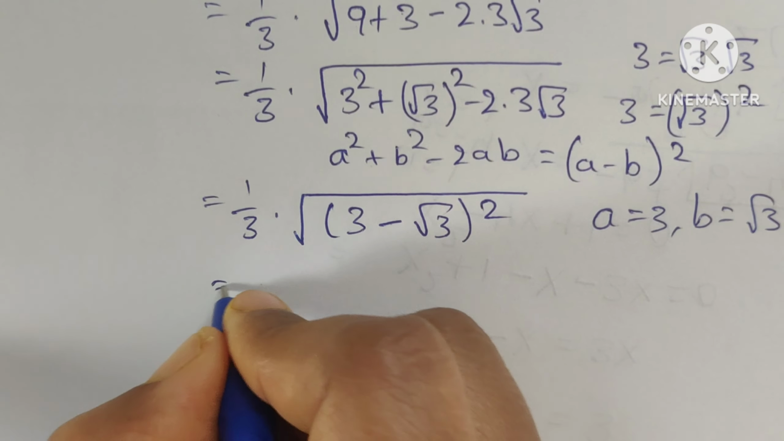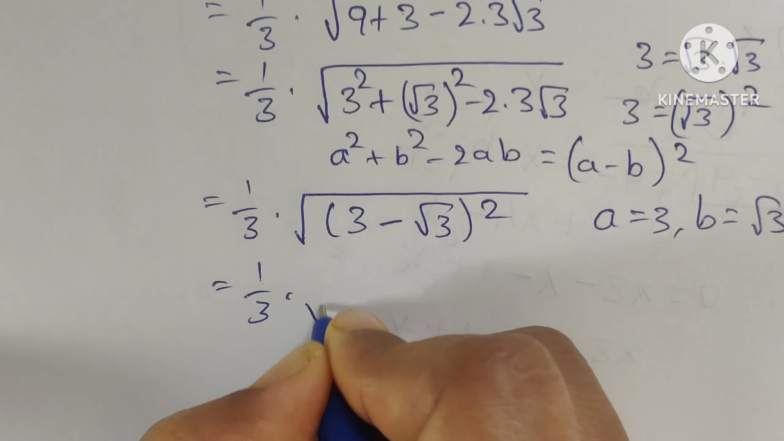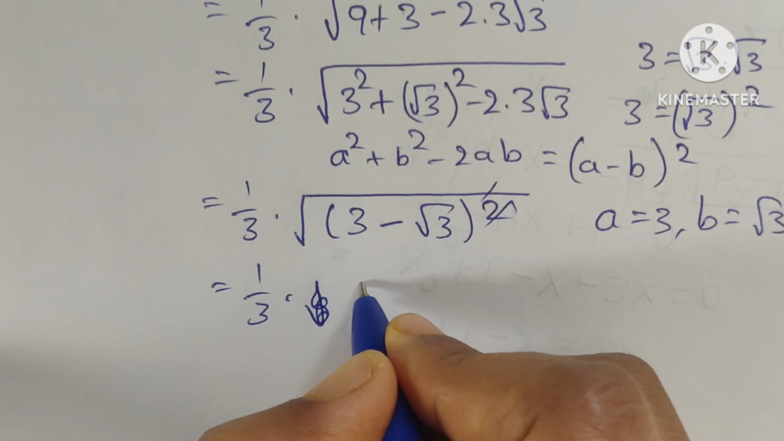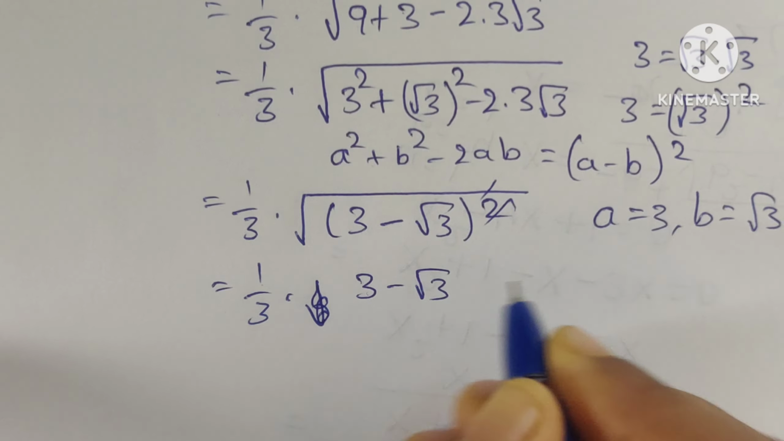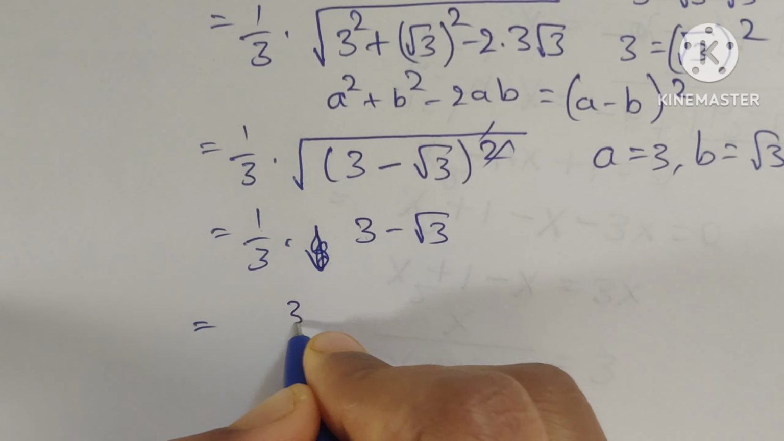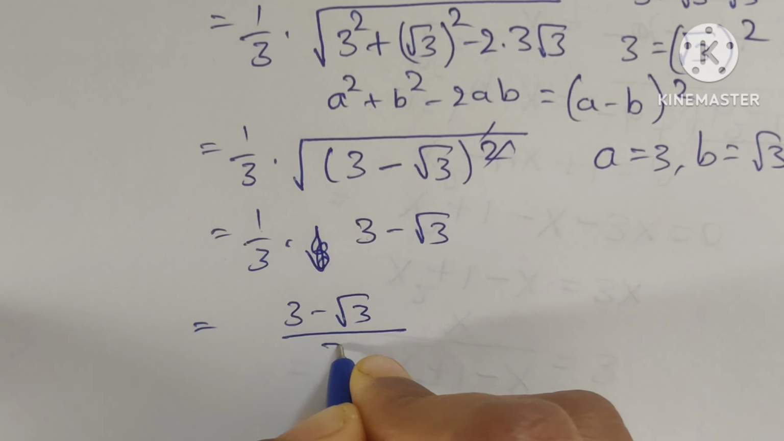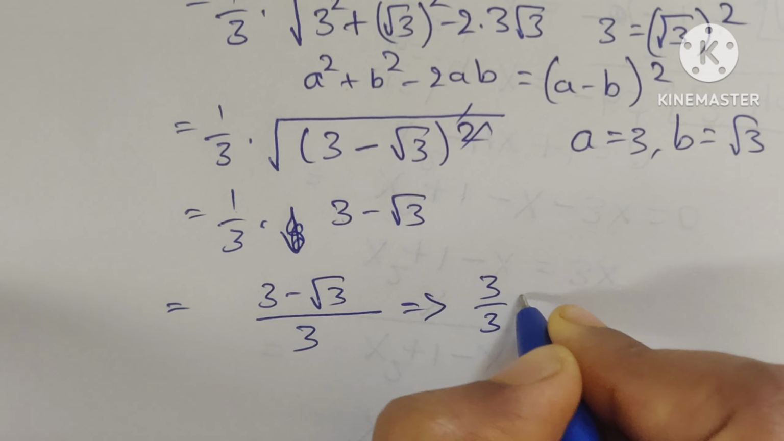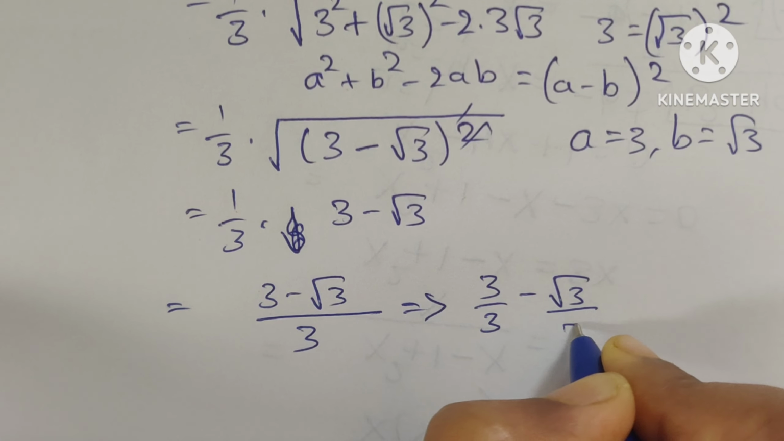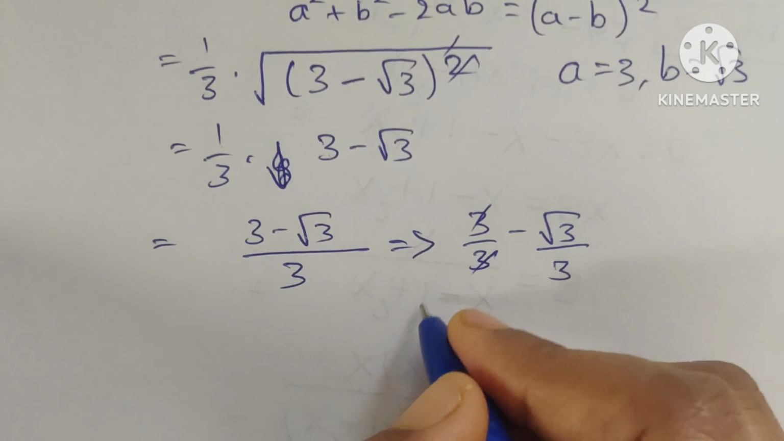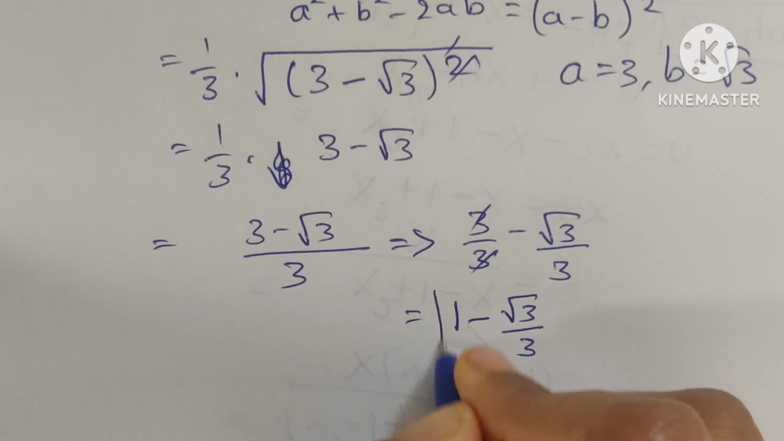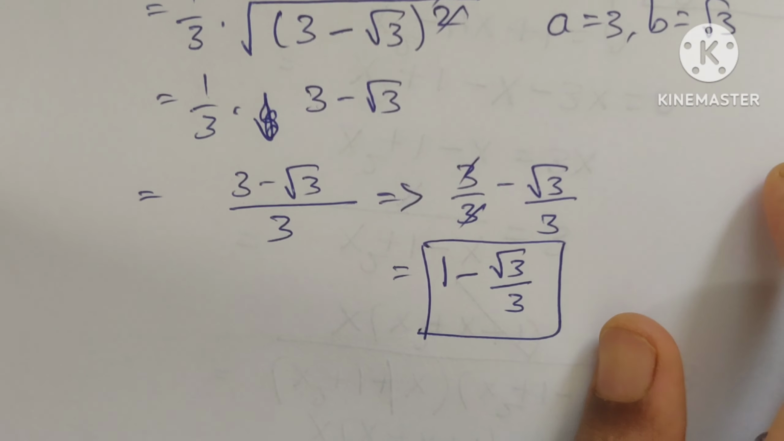So here 1 by 3 times square root, sorry, here the square root and square get cancelled, then we will get 3 minus square root of 3. So now 3 minus square root of 3 divided by 3. So we can write this as 3 by 3 minus square root of 3 by 3. So here 3 get cancelled, then we will get 1 minus square root of 3 by 3. So this is the final answer.